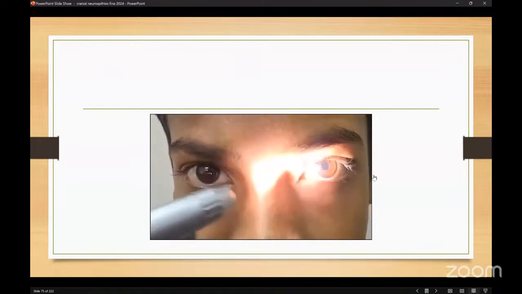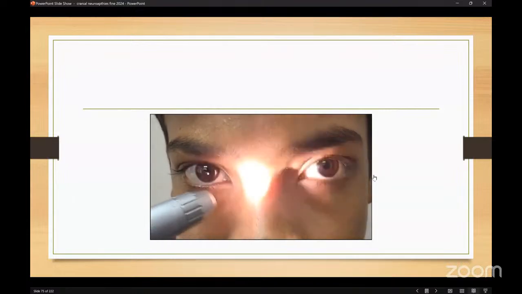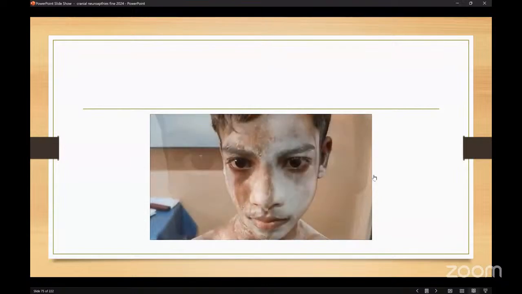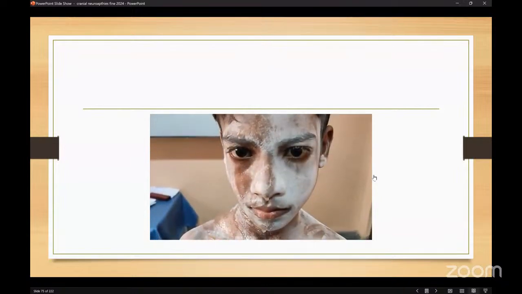See here again. You can see here there is anhidrosis of the left half of the face and the left pupil is dilated, which is not reacting to the light properly. What do you think this is? Yeah, so this is Ross syndrome. Here this is basically an Adie's tonic pupil.